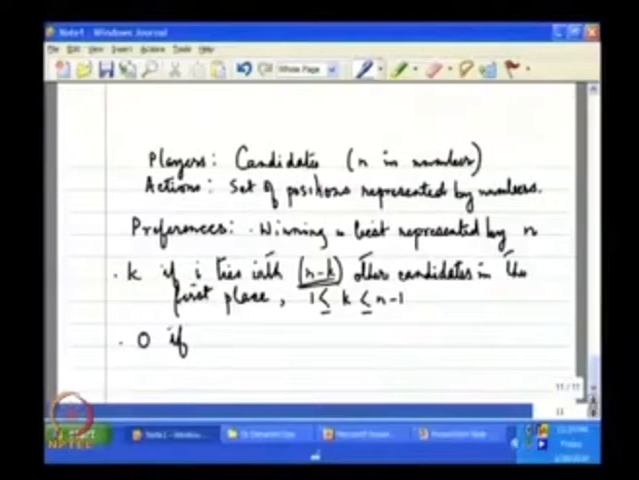And lastly, 0 if I loses. So, this is the worst possible situation, that you contest an election and there is at least one candidate who has got more votes than you, and therefore you lose and therefore you get 0. So, this is the set of preferences.